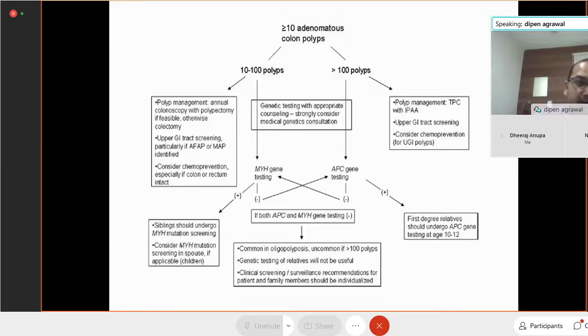If it is 10 to 100 polyps, the patient can be managed with colonoscopy and polypectomy if feasible. If it is not possible to manage with polypectomy, may go for colectomy. The patient should be scheduled for upper GI tract screening.